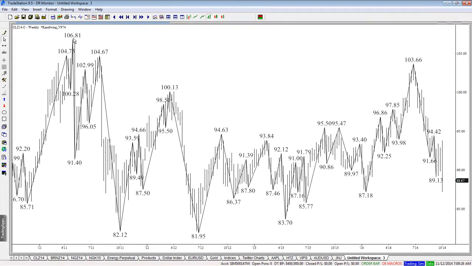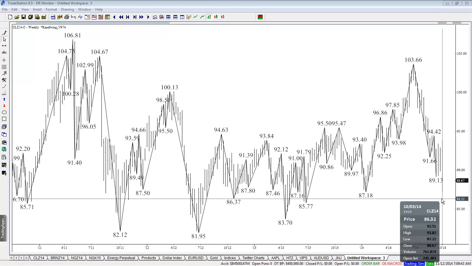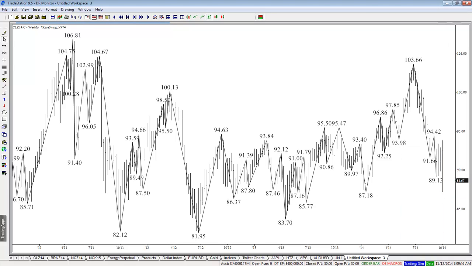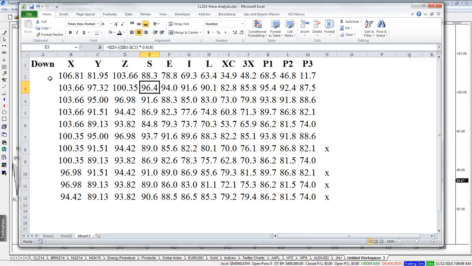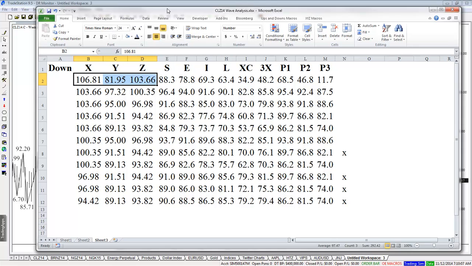Okay, so we'll start off with our move down on the December WTI chart from 106.81 down to 81.95, back up to 103.66. And then we'll look at the subwaves down on the daily chart from 103.66 down to this low that had been made on October 3rd, which was 87.22. Now we already picked these waves in sessions 1 and 2 of this series. So for instance, here's that first wave down, 106.81, 81.95, 103.66. We can get a quick peek at it on the weekly chart.